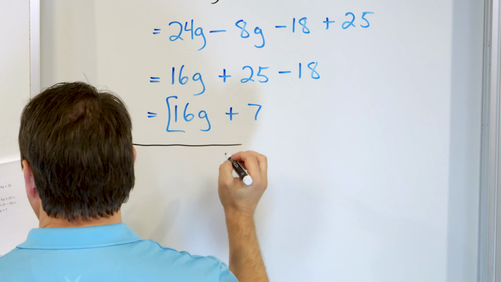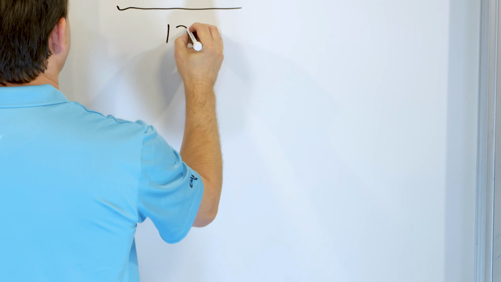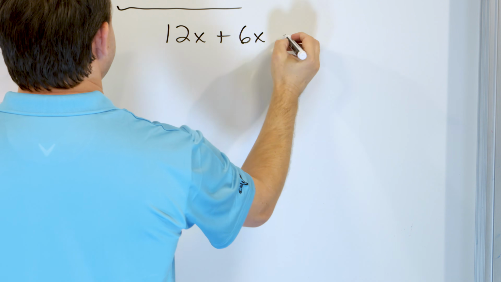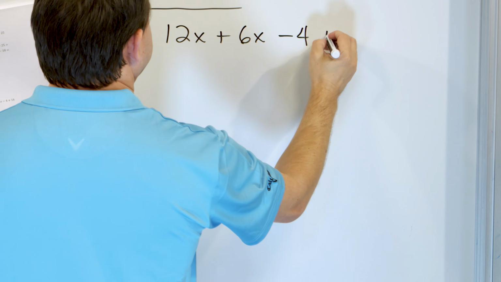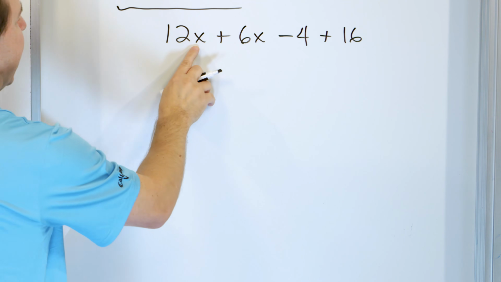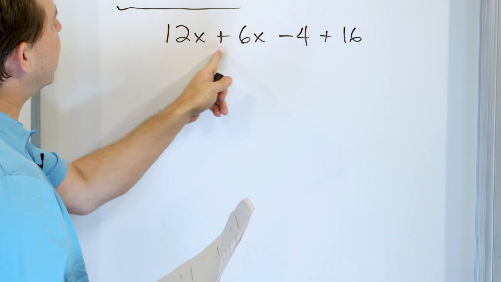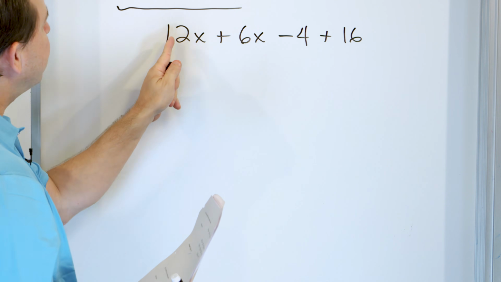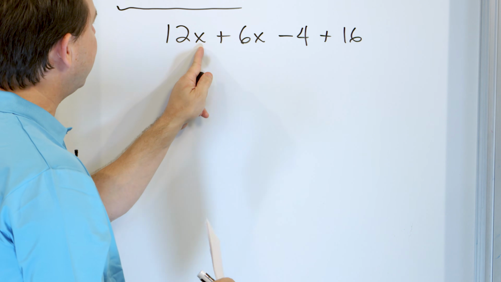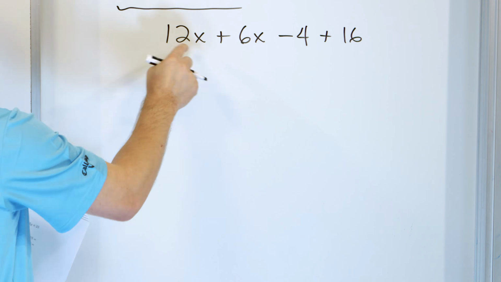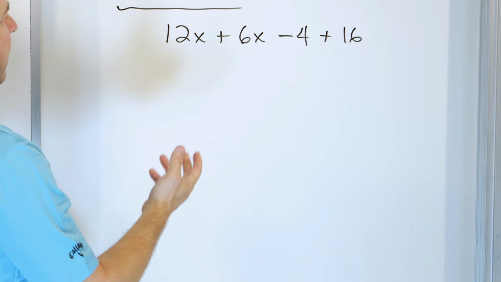Doing well. We're almost done. Let's take a look at 12x plus 6x minus 4 plus 16. Now you see why we don't use x's for multiplication symbols anymore, because we have x's running around our math. And so now we know that this means 12 times the thing that we're calling x, plus 6 times the thing we're calling x.